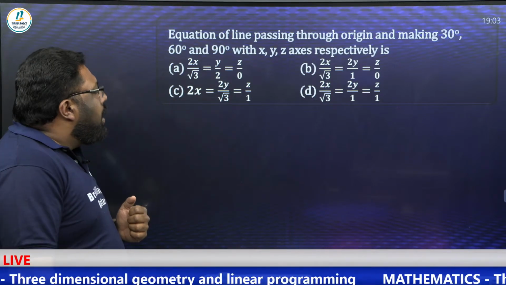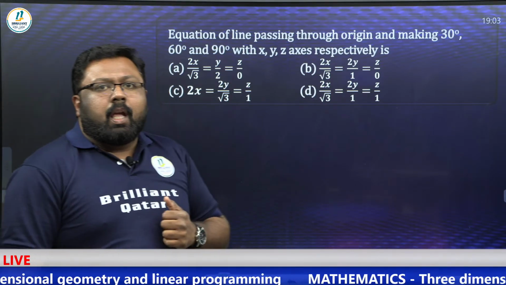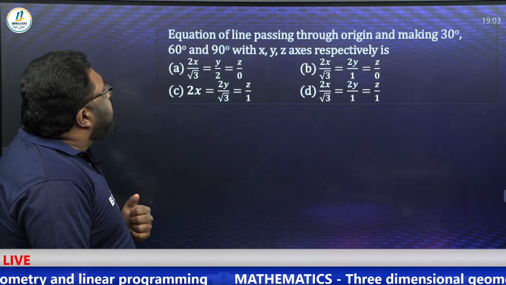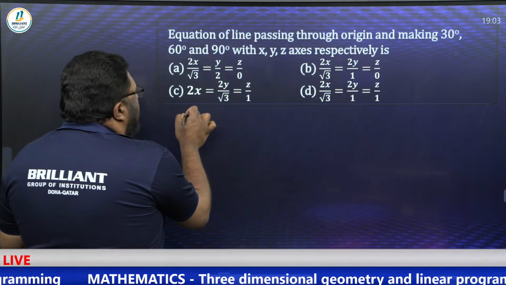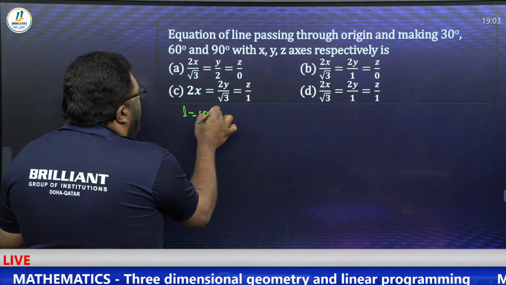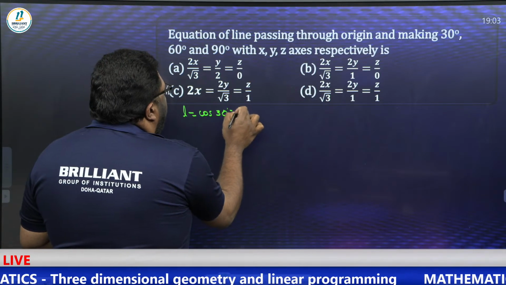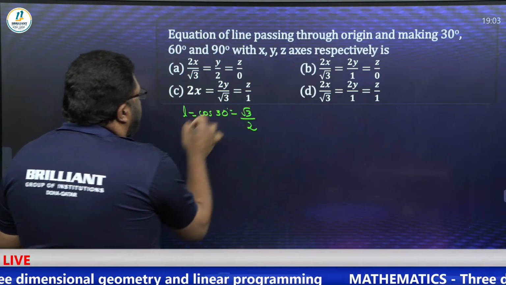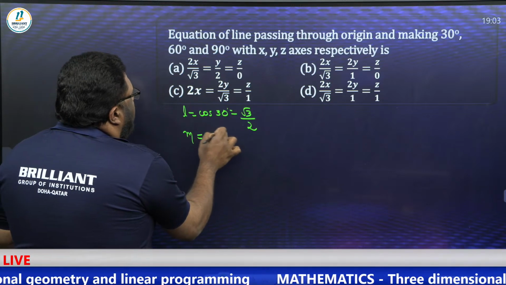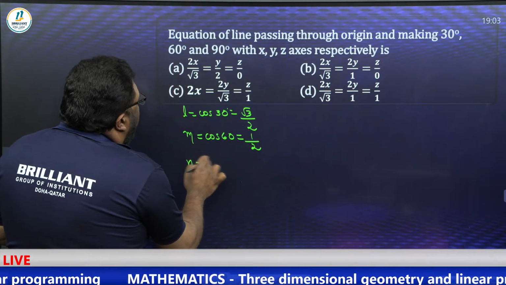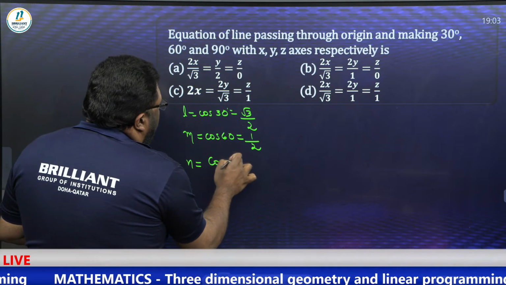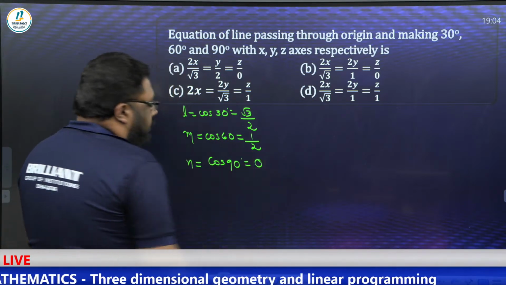Equation of a line passing through the origin and making 30 degrees, 60 degrees and 90 degrees. Definitely the angles are given to us. So what is l? Cos 30, which is root 3 by 2. What is m? Cos 60, which is 1 by 2. And what is n? Cos 90, which is equal to 0.